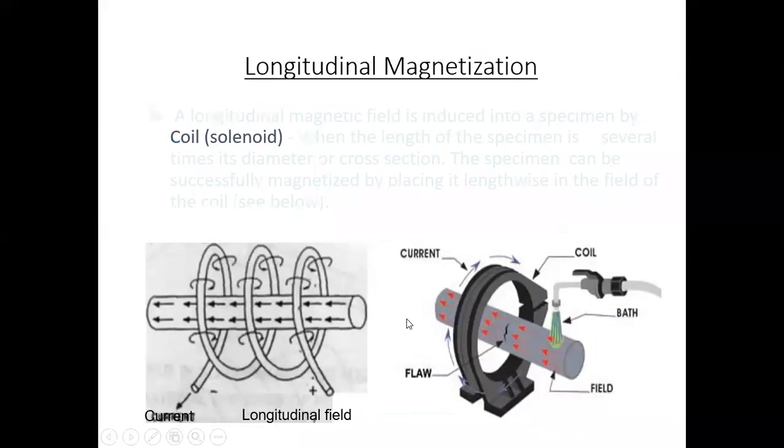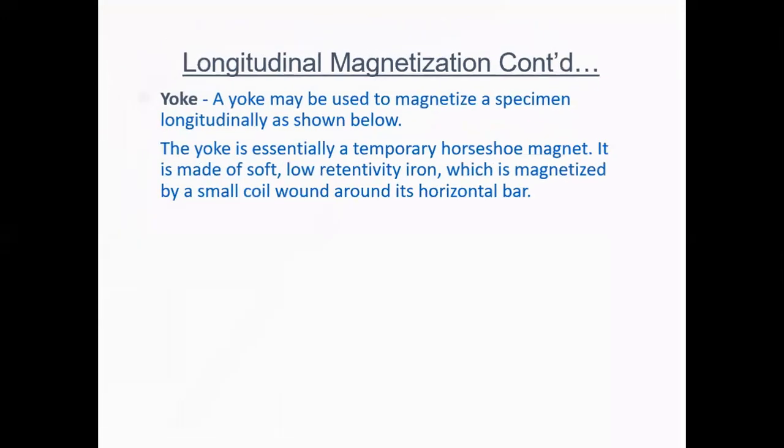Now, see, this is the example of a coil, and this standard coil has 5 turns. In the coil, current is flowing circular and the magnetic field is longitudinal, and this defect is perpendicular to this line of force, so we can detect. Now, we can see this bath. Bath means it is a mixture of water plus iron particles, or kerosene plus iron particles, or oil plus iron particles. It depends upon requirement.